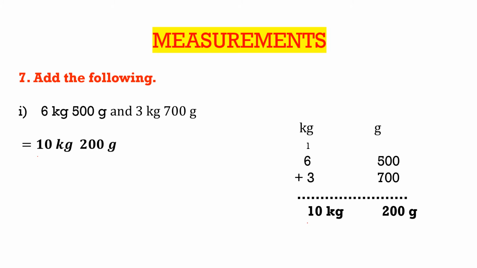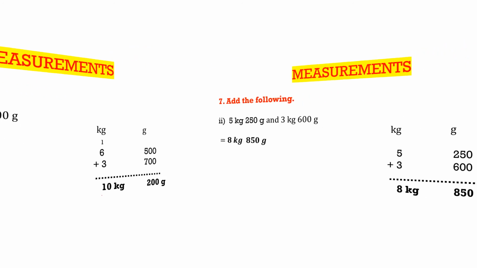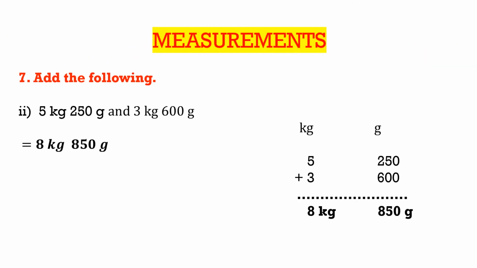Now move to second bit. Now we have to add 5 kg 250 gram and 3 kg 600 gram. First write down kilogram and gram separately. 5 kg and 3 kg in kilogram column and write down 250 gram and 600 gram in gram column.